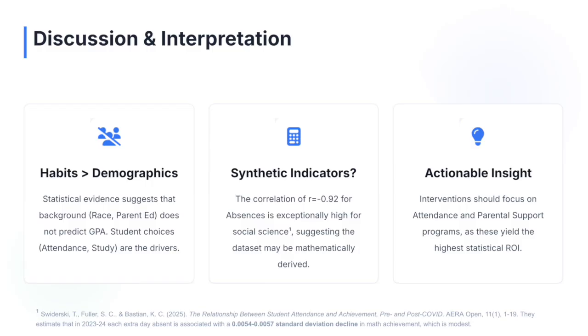While the statistical relationship holds, in a real-world scenario we would expect much more noise in the dataset. And actionable insights show us that intervention should focus on attendance and parental support, which yield the biggest ROI for students' GPA.